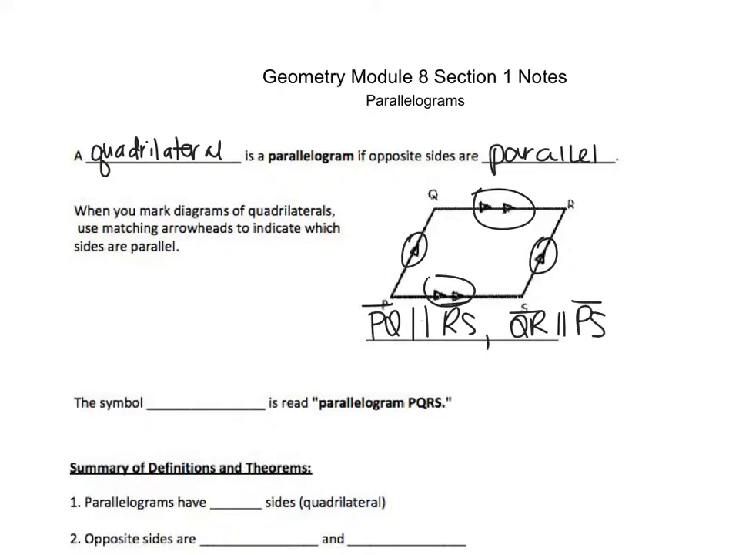And when it comes to writing out a parallelogram, we use a symbol that looks like a parallelogram. And then we name it. So parallelogram PQRS is read as parallelogram PQRS.